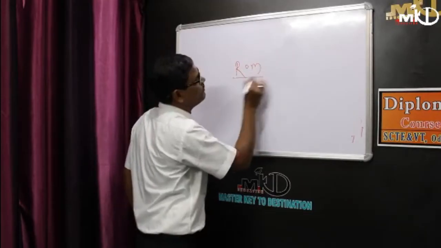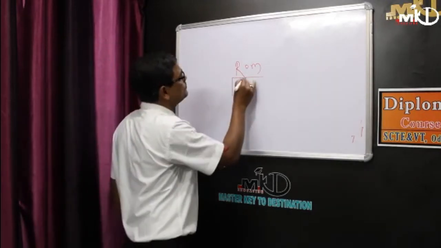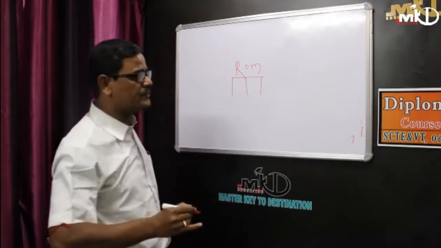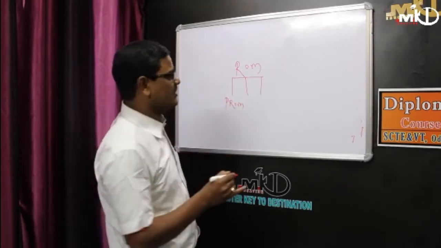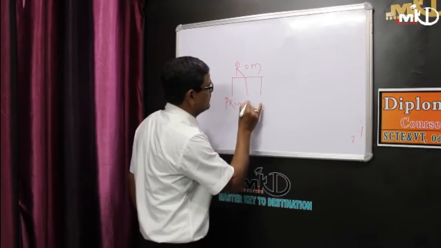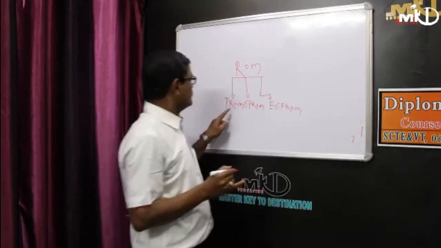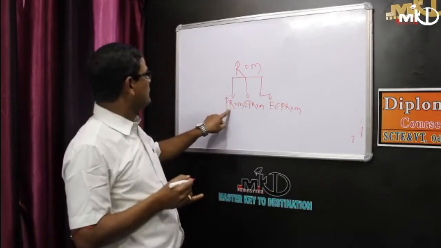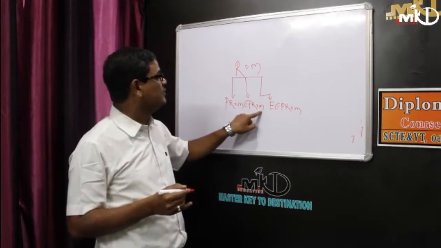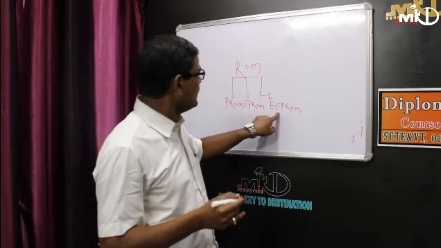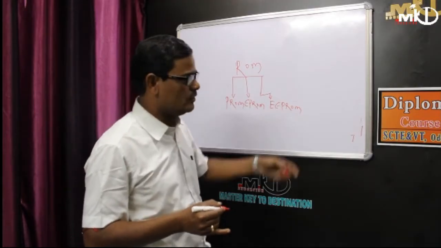If we discuss the ROM, read-only memory, that is also divided into different types. One is the PROM, another is the EPROM, another is the EEPROM. PROM stands for programmable read-only memory, EPROM stands for erasable programmable read-only memory, and EEPROM stands for electrically erasable programmable read-only memory.